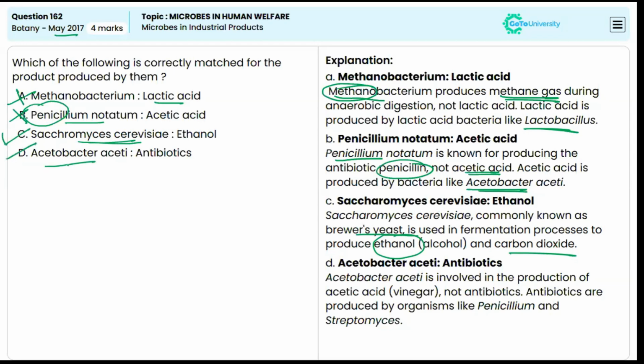Option D, Acetobacter aceti and antibiotics. As we mentioned right now, Acetobacter aceti produces acetic acid. It is vinegar, not antibiotics. Antibiotics are produced by organisms like Penicillium, Streptomyces, etc. So option D is also an incorrect answer.